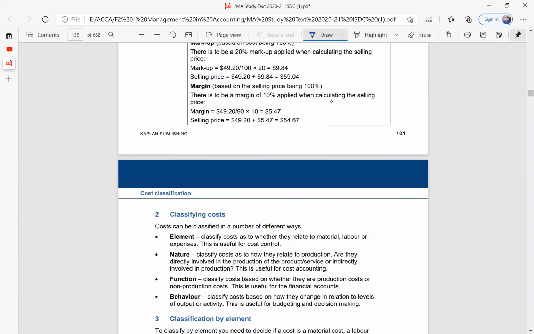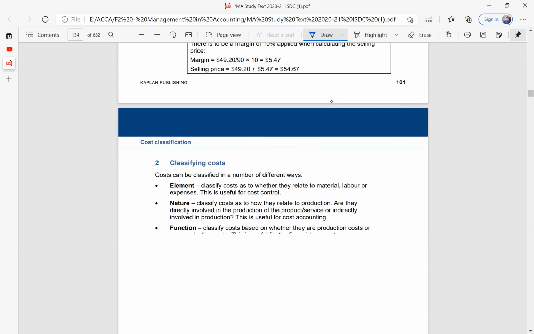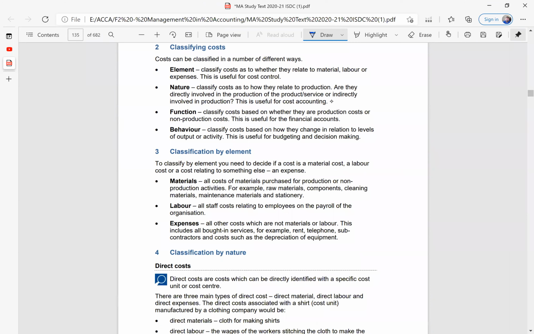Now this was just to give you an idea about how to compute things. I am not going into the details of what is mentioned over here right now; I'm going to go into the details later on. Let's first discuss the nature and all. So cost can be classified in 4 different ways. Element: what is the cost related to? Whether the cost is related to material or labor or expenses, which we have already seen in the cost part.